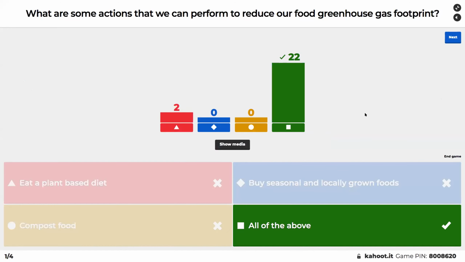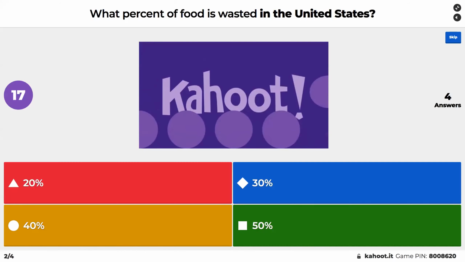All right, wow, good job. You guys are smart ones. These are, in fact, all great ways to reduce our food greenhouse gas footprint. All right, Carrie Strong taking the lead with Danielle and Megan slowly coming up in second and third. Good job, everyone. All right, next question. What percent of food is wasted in the United States?